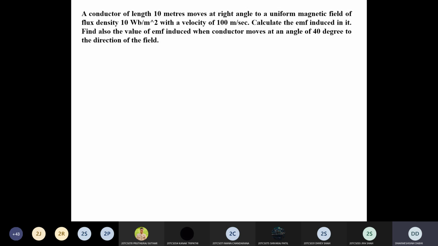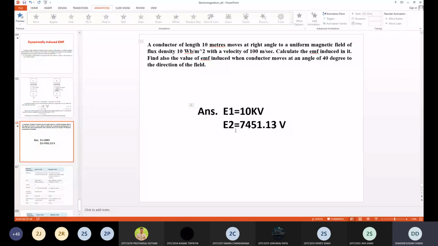Now here I complete this whole chapter number 4, electromagnetism. The next lecture will start chapter number 5, AC circuit. All of you clear? Is there any doubt? All of you write down the answer to this example.